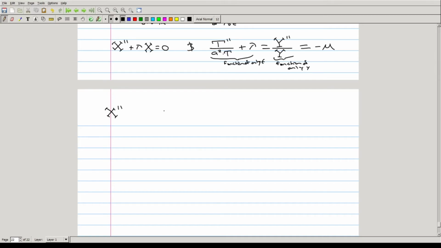Which gives three separate ordinary differential equations that have to be satisfied. X prime prime plus lambda times x equals 0. Y prime prime plus mu times y has to be equal to 0. And t prime prime plus a squared times (lambda plus mu) times t has to be equal to 0.